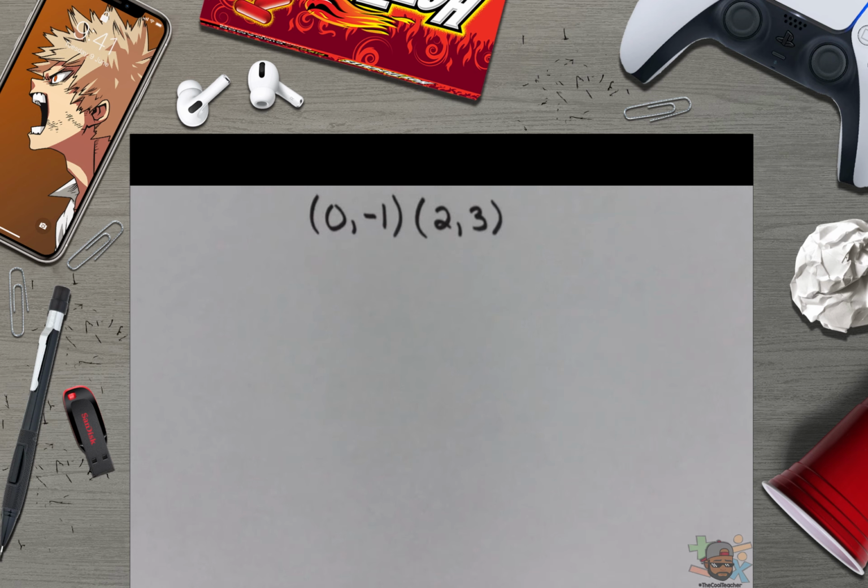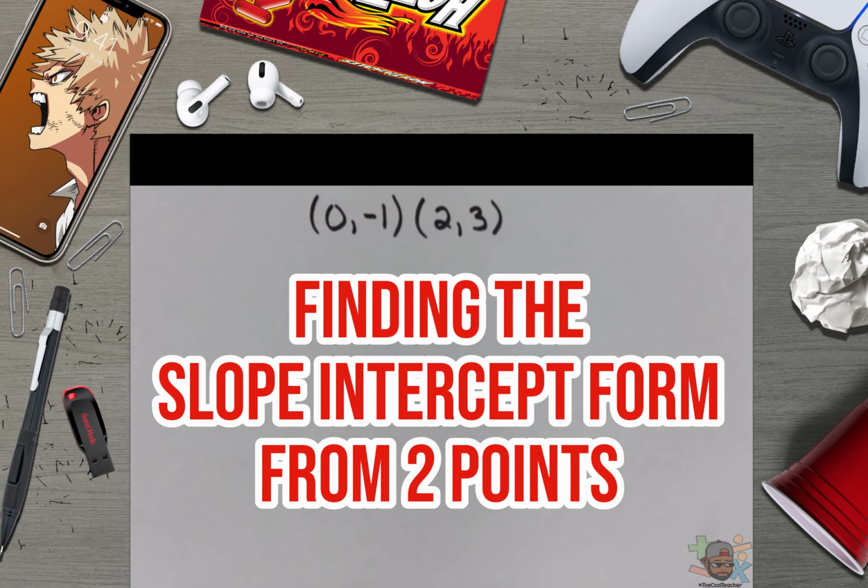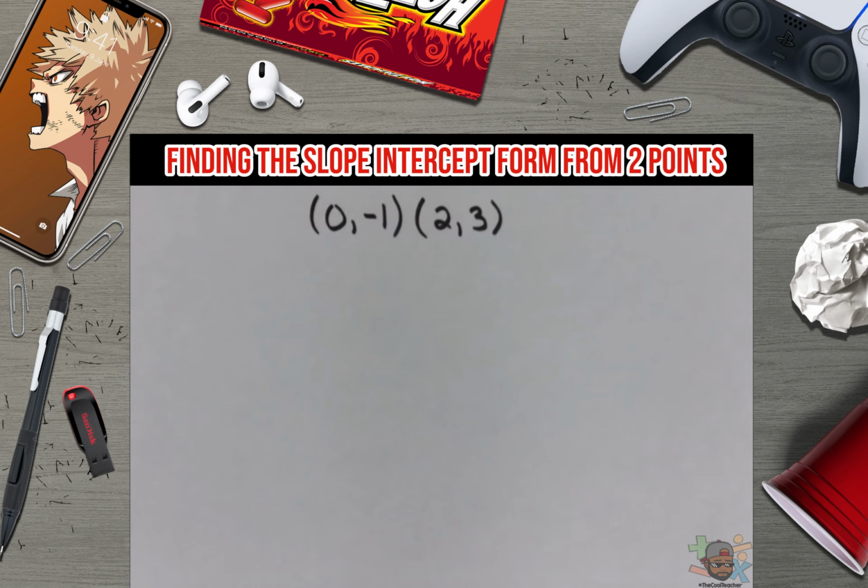What's going on, y'all? It's the Cool Teacher here today to show you how to find the slope-intercept form from just 2 points. So here you can see I just have (0, 1) and (2, 3). I'm going to find the whole slope-intercept form y equals mx plus b from just this. So let's get into it.